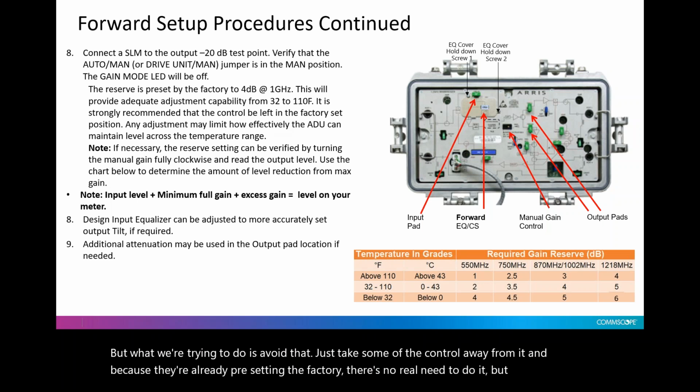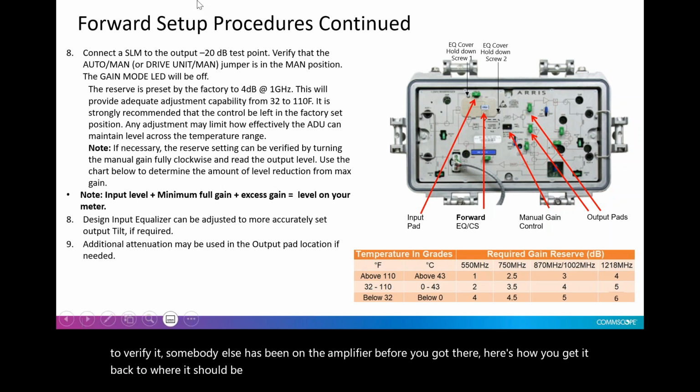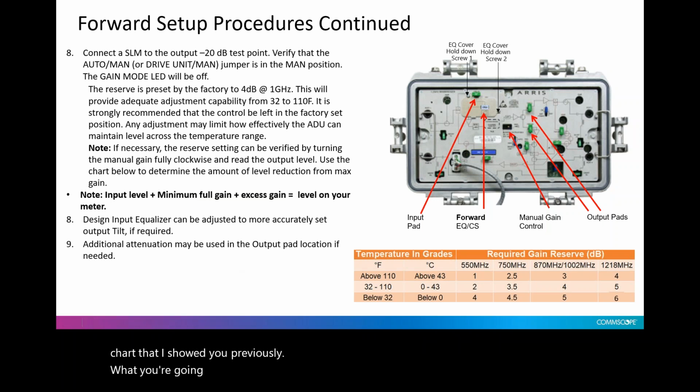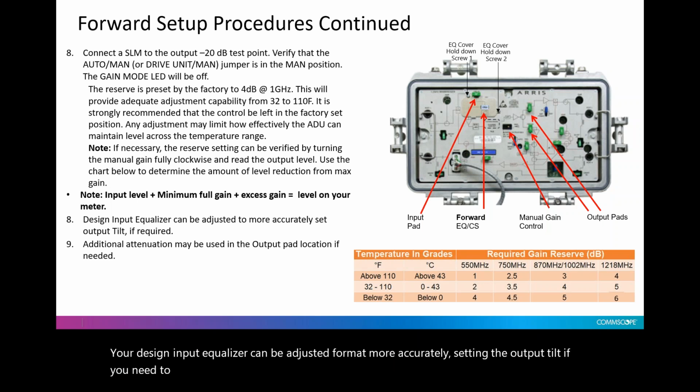But if you do need to verify it, somebody else has been on the amplifier before you got there. Here's how you get it back to where it should be so that you can set it up correctly with the temperature chart that I showed you previously. What you're going to see on the output is your input level, minimum full gain, and any excess gain. Your design input equalizer can be adjusted for more accurately setting the output tilt if you need to, but you want to make sure that somebody knows that you've changed it.